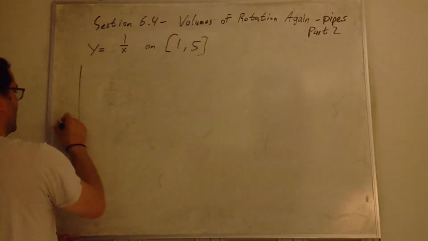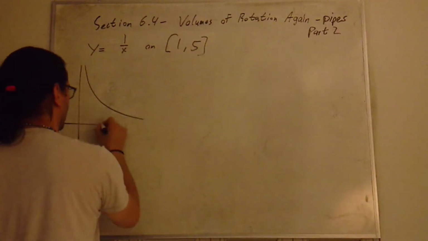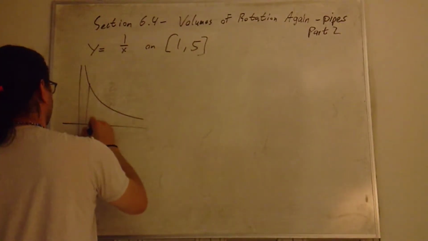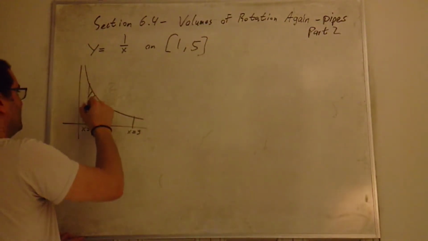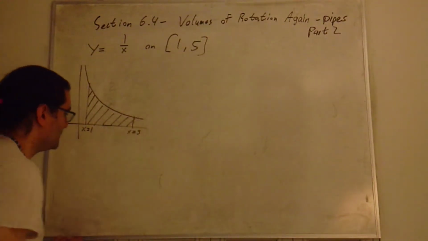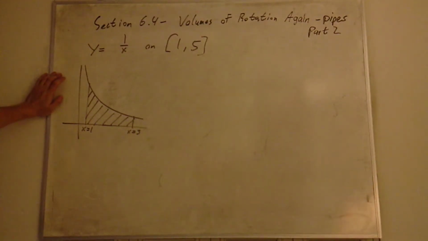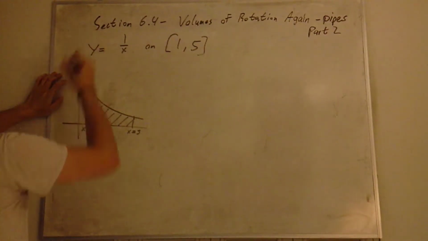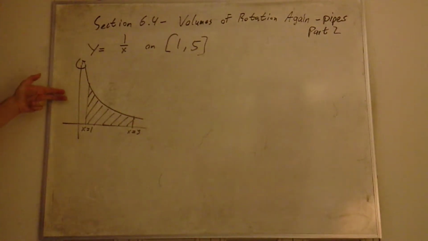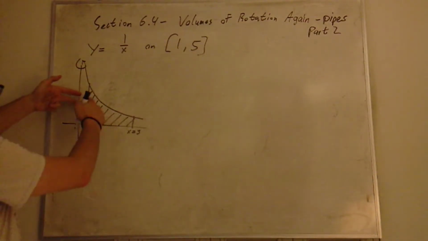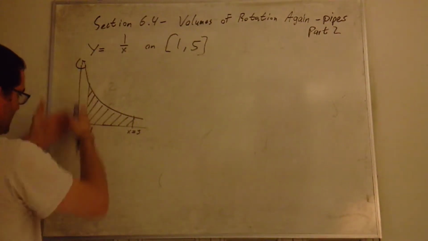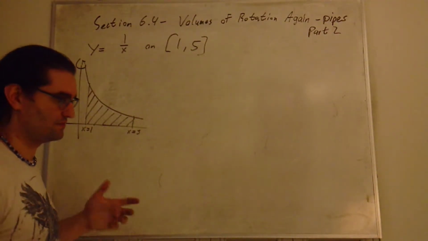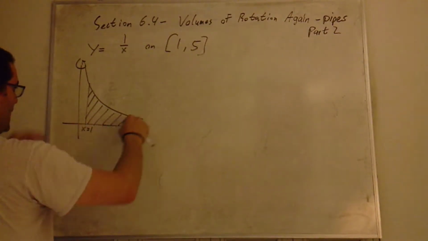Which looks like this, from x equals 1 to x equals 5. This is the area that we were spinning around. And when we spun this around the y-axis, when we used the disk method, we had to use donuts because the region was separate from the axis itself, and that was kind of a pain because disks are always easier than donuts. And we had to split it in half.